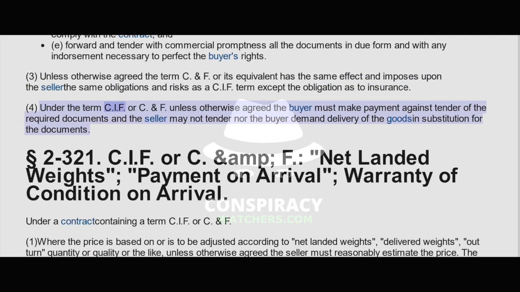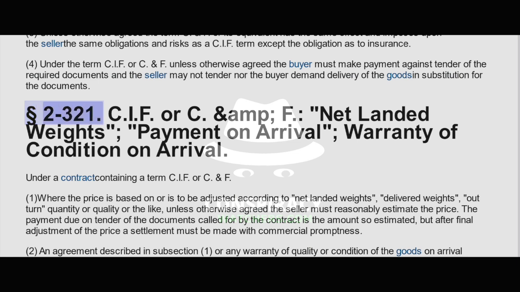Under the term CIF or C and F, unless otherwise agreed, the buyer must make payment against tender of the required documents, and the seller may not tender nor the buyer demand delivery of the goods in substitution for the documents. Section 2-321.